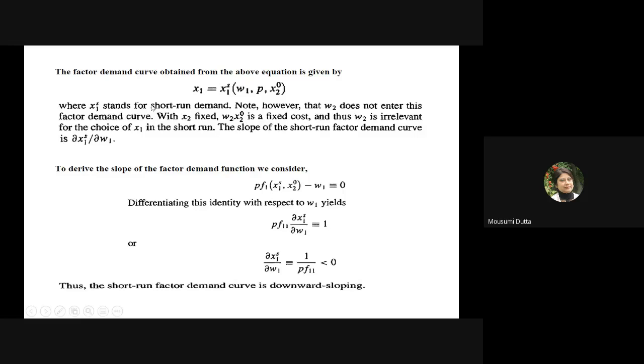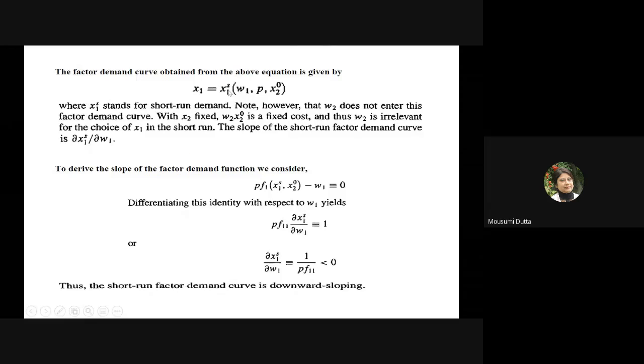So once we get the value of x1, we can present at optimum, the value is given by x1, which is a function of w1, p, and x2 naught. Given the amount of capital, we are trying to find out the optimum usage of labor, or optimum demand for labor. So this is the concept.